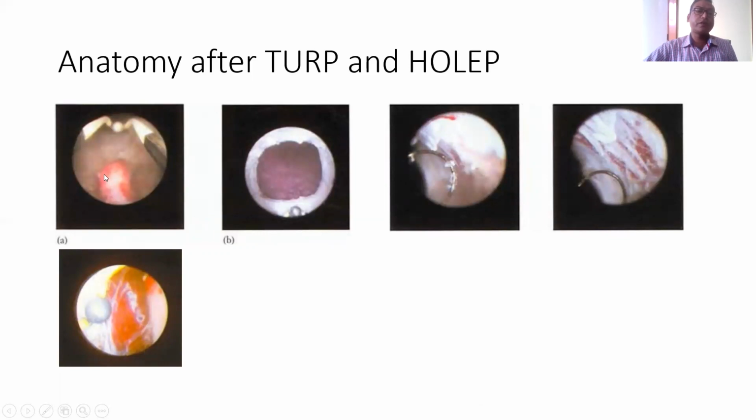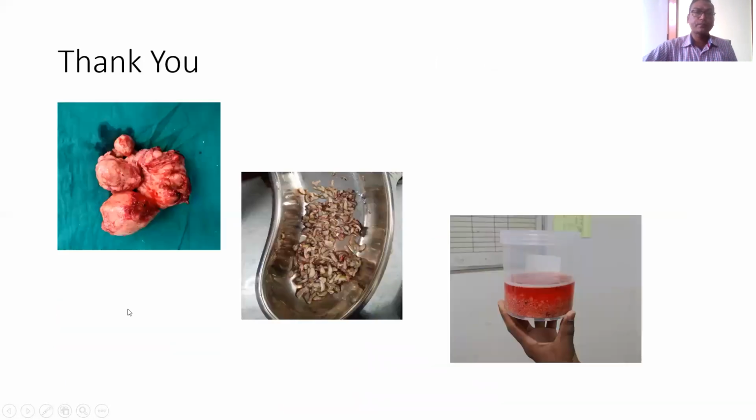This is the view that you should get. This is the lonely veru appearance. The bladder neck should be easily visualized from the level of the veru. There is some deep cut or perforation involving the capsule of the prostate. This is an image showing a venous bleeder.